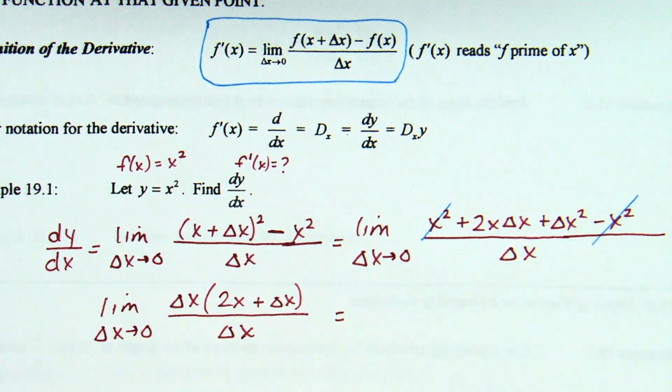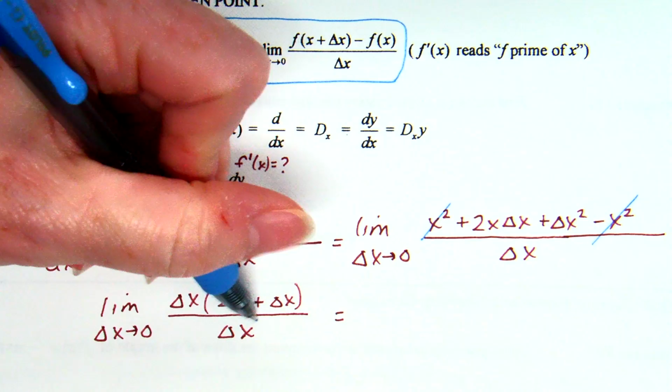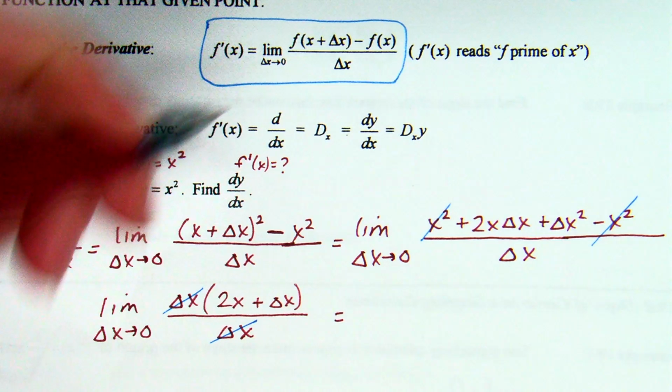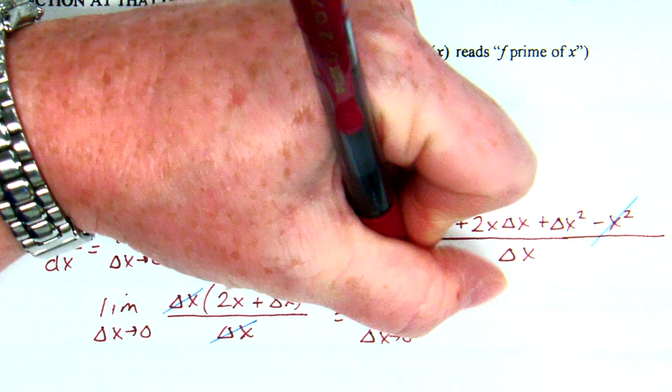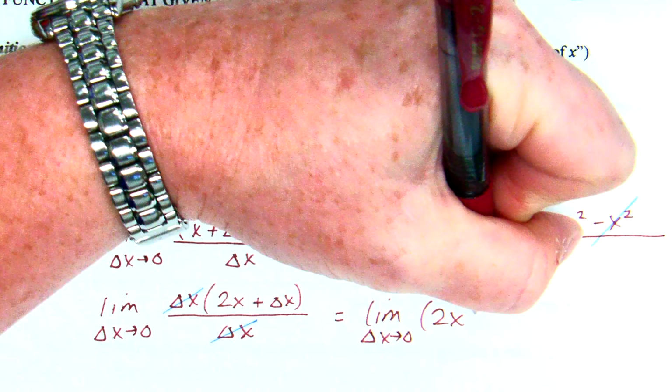Now what can happen? A delta x on the bottom can cancel with a delta x on top, as there's a factor of delta x. Is there a factor of delta x? Yeah, so those delta x's can cancel. Officially, what I have remaining is the limit as delta x approaches 0 of 2x plus delta x.